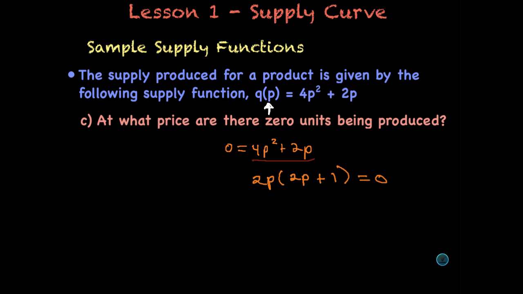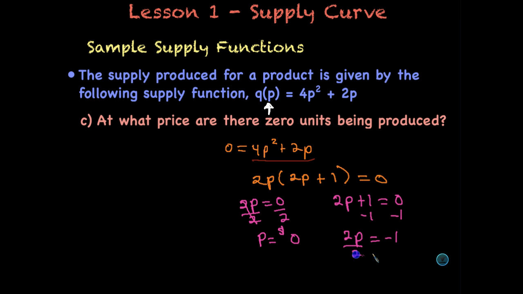Okay, now we're going to do like we did last time and set each of these equal to 0. 2p equals 0, divide both sides by 2, and 0 divided by 2 is 0. Well, that makes sense. At $0, we would not be willing to supply anything. Makes perfectly good sense. How about this other part? 2p plus 1 equals 0. Subtract 1 from both sides. Oh, we can already see we're going to have a negative answer. So remember what we said. We're not interested in negative answers because negative 50 cents is not in quadrant 1, and that's not something we would deal with, negative prices.